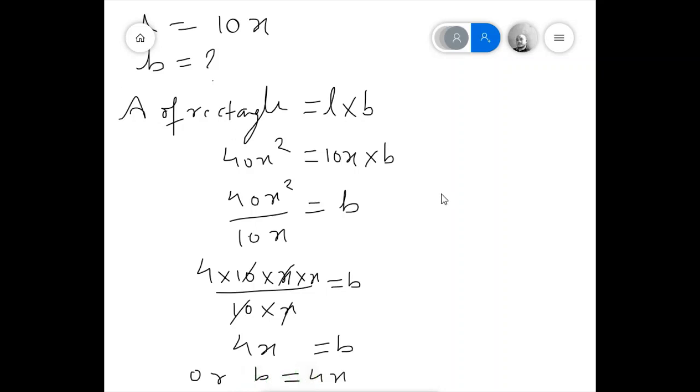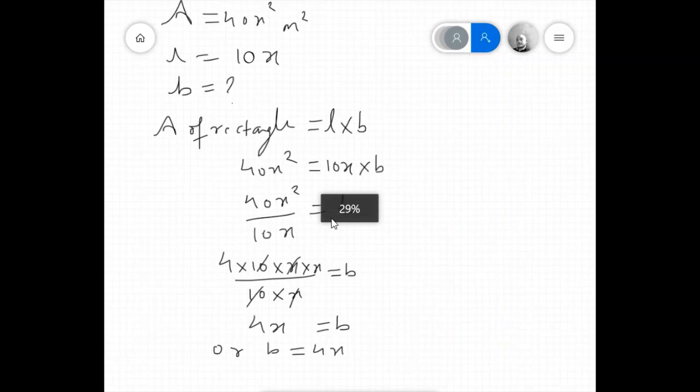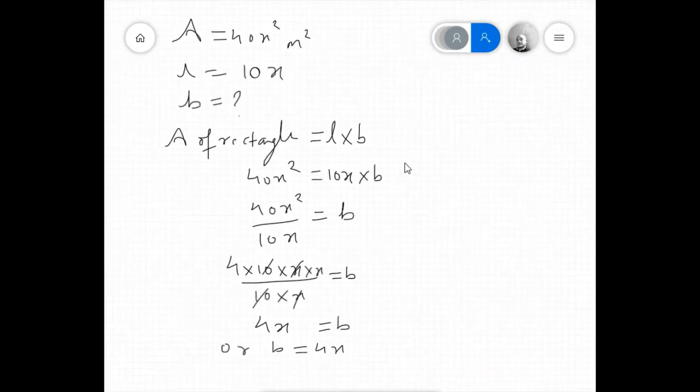Understood? So here the quotient and the dividend are both monomials, and the divisor is also a monomial. Now we will divide a binomial polynomial by a monomial. I hope all of you understood this part. So let's move further.